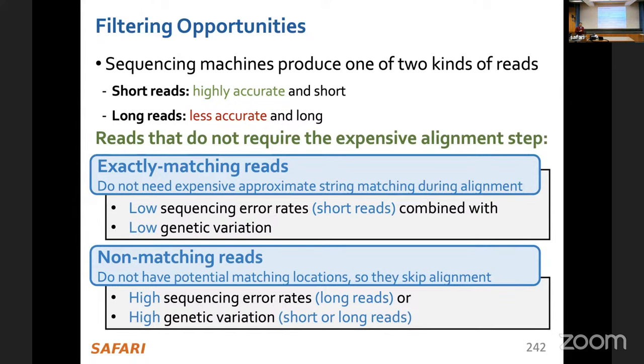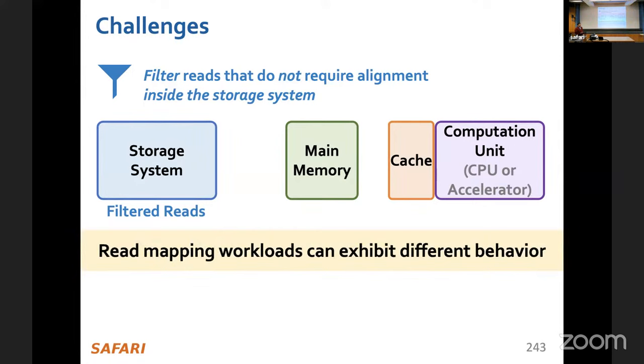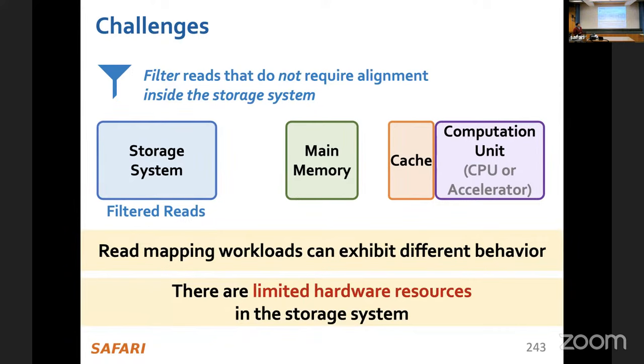So this means that we need to redesign the storage system so that it will be able to perform these computations within the storage system, so that you will not move this type of data to the compute units. So this means that you need to modify the storage system, but there are some challenges. For example, read mapping workloads can exhibit different behavior. There are different types of data movements between exactly matching and non-exactly matching reads. And there should also be limited hardware resources in the storage system because of the area constraints that we can pay in the system itself.